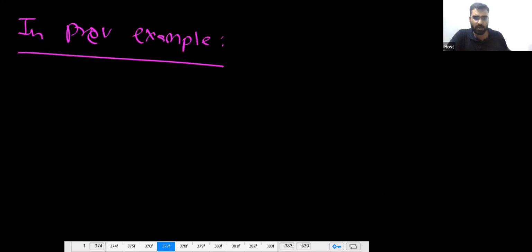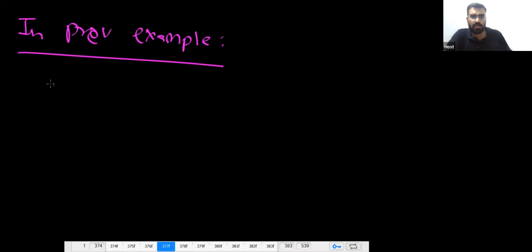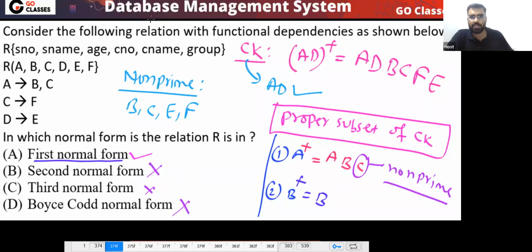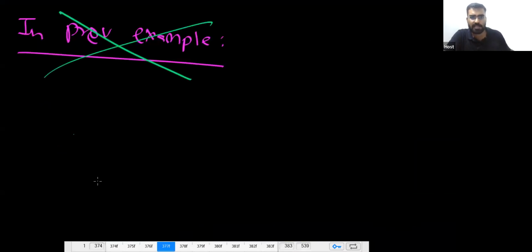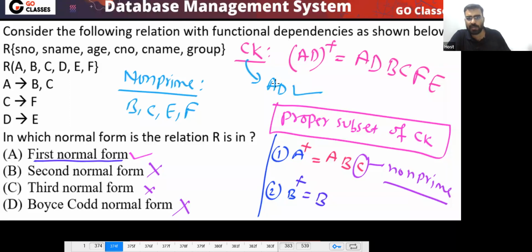In the previous example, you can notice that every non-prime attribute is fully dependent on B. Yes or no? Actually, there is only one candidate key, so the previous example you cannot take, because there is only one candidate key.